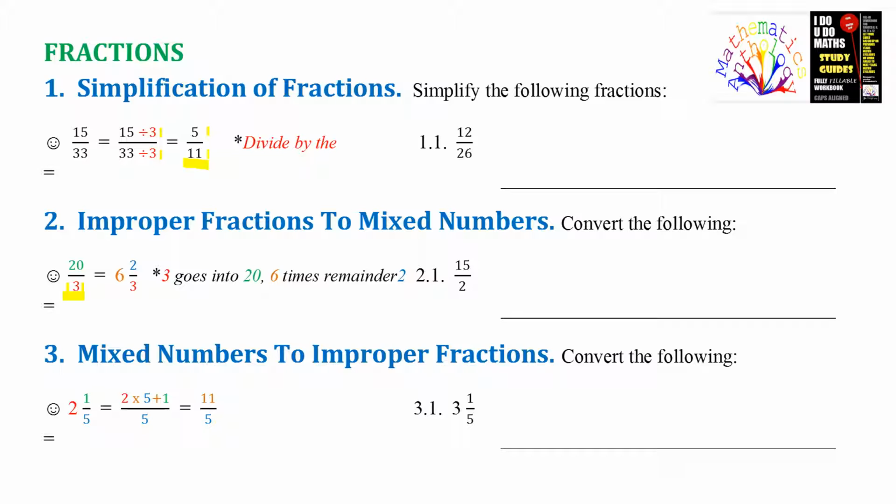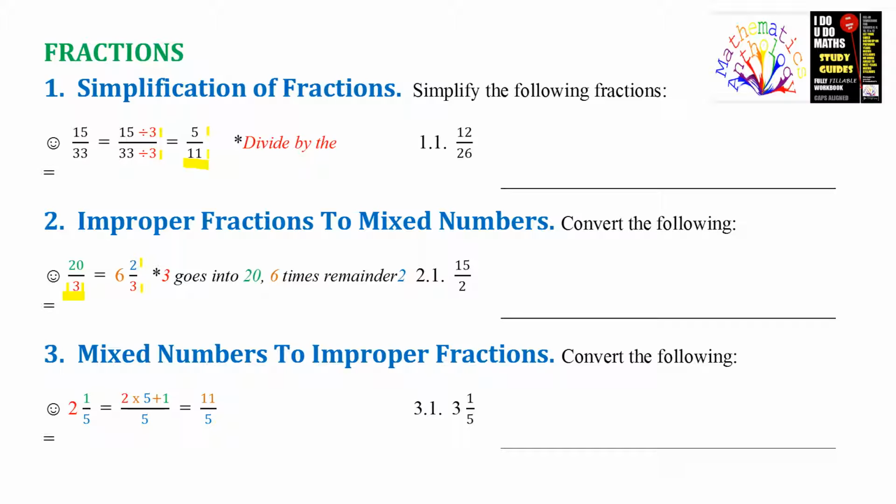3 can go into 20 6 times. If you work out your multiples of 3: 3, 6, 9, 12, 15, 18. 18 can go into 20, so that's 6 times, and our remainder is 2. 18 plus 2 will give me the 20 that I need on the top. So my whole number is 6, my remainder is 2 here, and my denominator stays as 3. So the improper fraction 20 over 3 can be rewritten as 6 and 2 over 3.